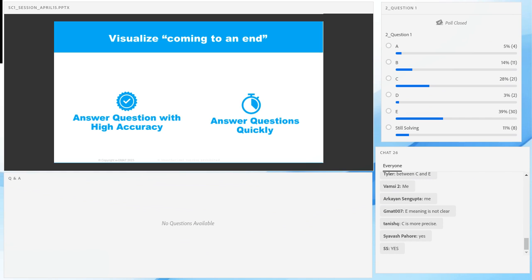If you develop this core skill, and visualizing is the number one core skill that you need to develop, as soon as you see it becoming a real habit, you will start to see that you can answer questions with high accuracy, and you can answer questions quickly. And the entire e-GMAT course is built around how you can visualize properly.